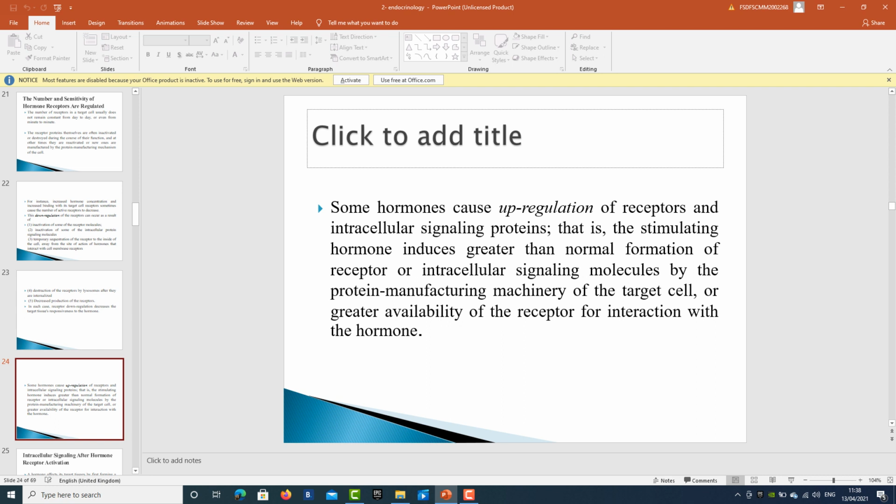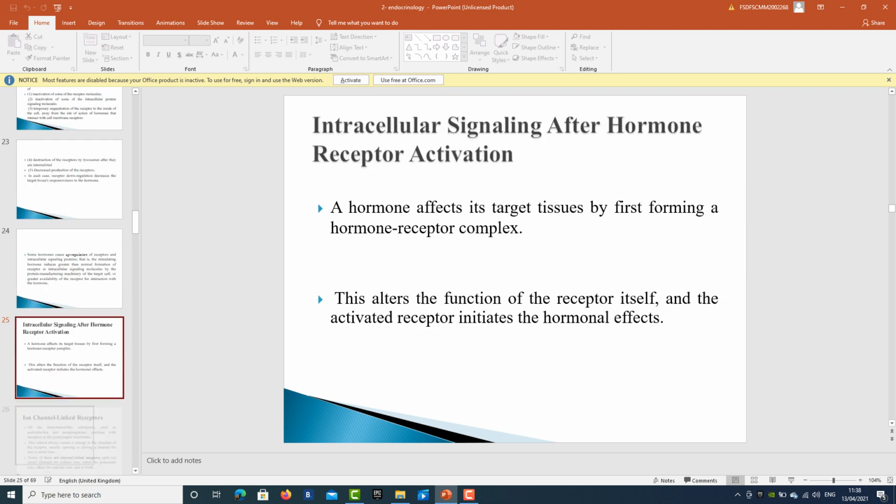At the same time, there is upregulation of receptors for hormones. That is, the stimulating hormone induces greater than normal formation of receptors or intracellular signaling molecules by the protein manufacturing machinery of the target cell, or there is greater availability of the receptor for interaction with the hormone.